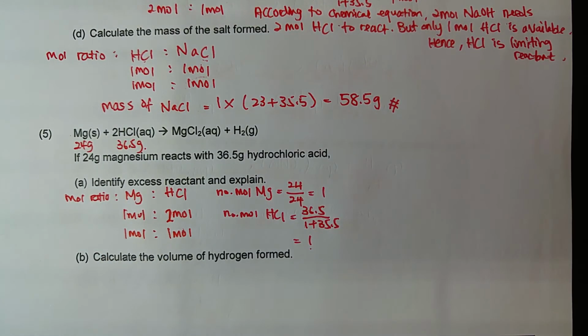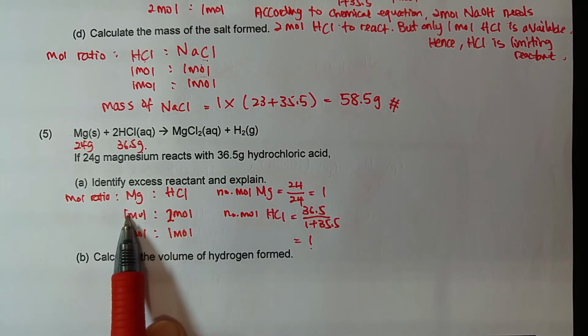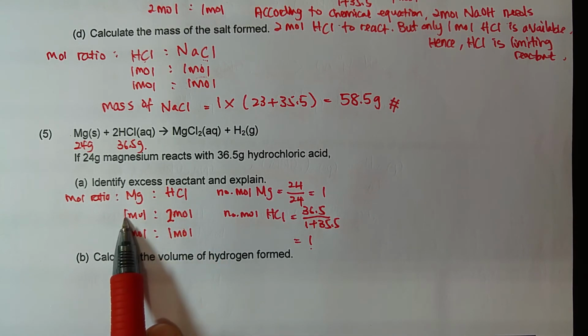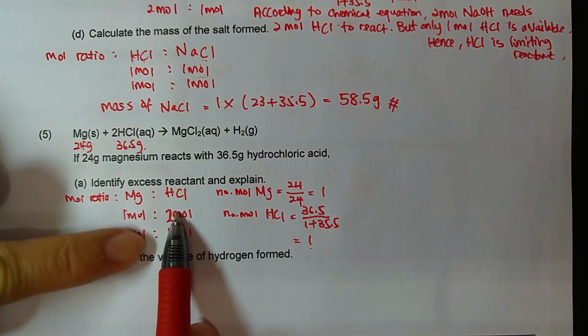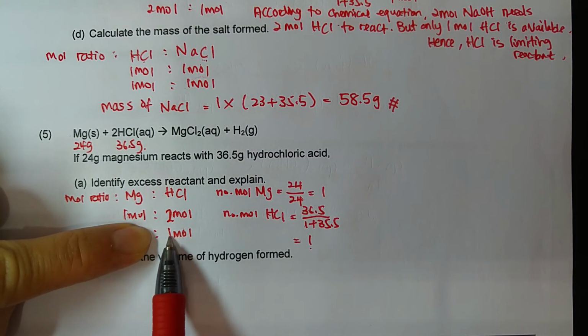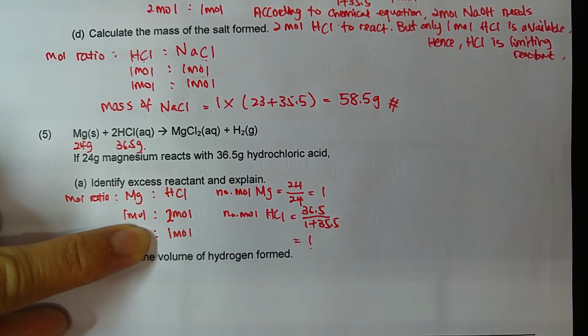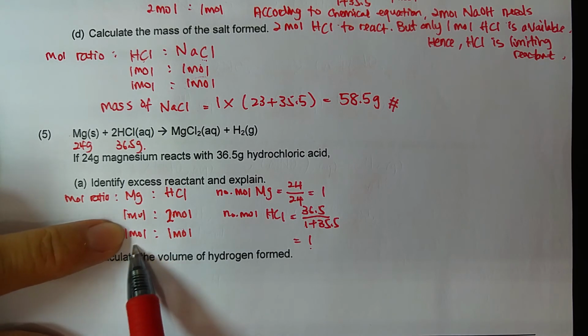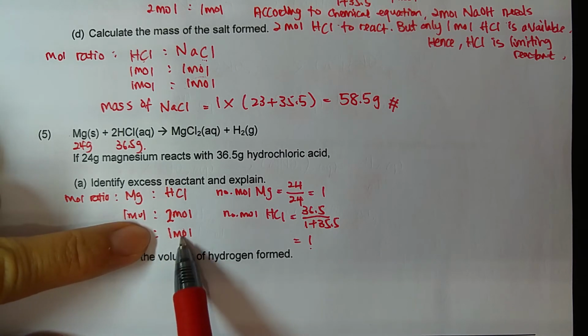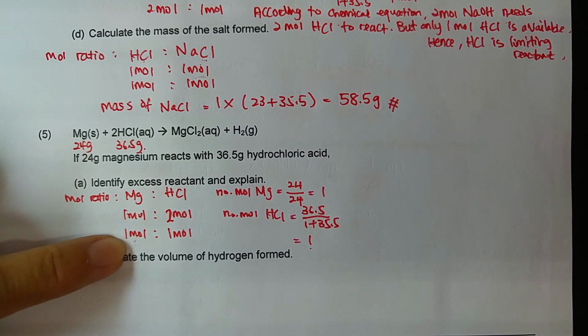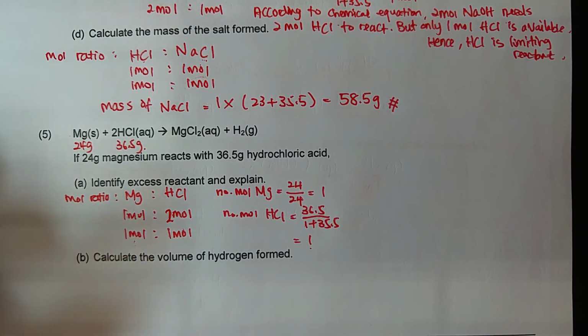So which one is excess reactant? You can look at it in this way. 2 mole is to 1 mole. Every 2 mole of HCl, you would need 1 mole of Mg. Now I have 1 mole of HCl. So by right, if you look at the ratio, 2 is to 1, 1 is to how many? 1 is to 0.5. But I have 1 mole. I need only 0.5 mole. But I have 1 mole now, which means that Mg is the excess.